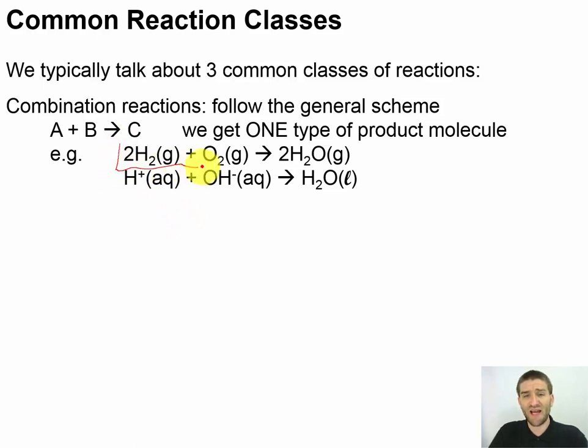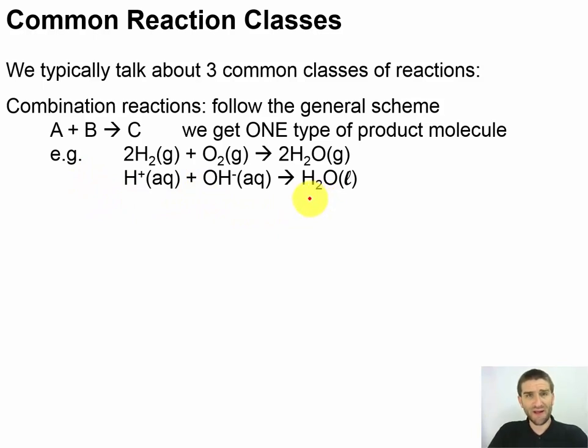So if you take hydrogen gas and oxygen gas and you light them on fire, you're going to get water vapor coming off of that and plenty of heat. That's going to be a common combination reaction, as is this bottom one. The bottom one is going to be the root of an acid-base reaction. H plus and OH minus yield water.